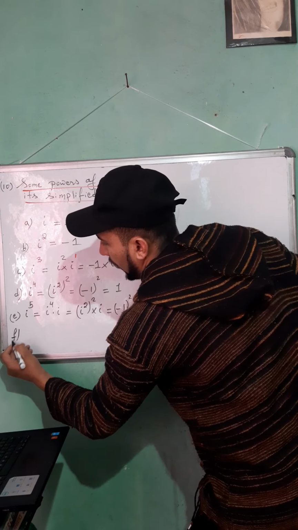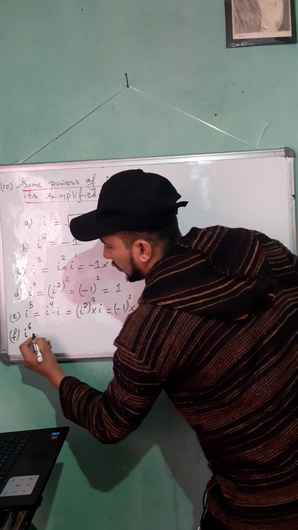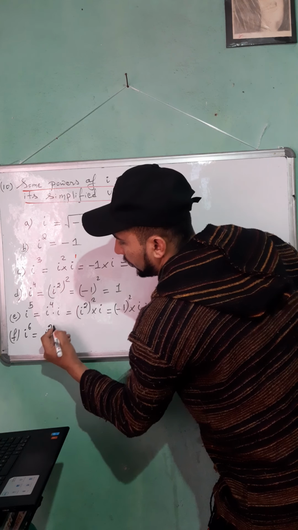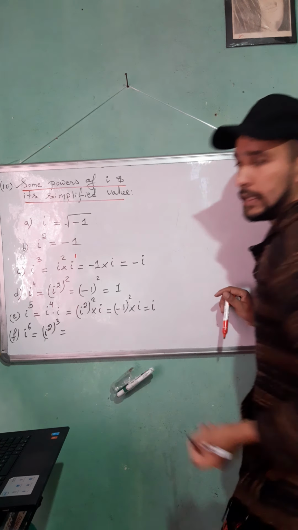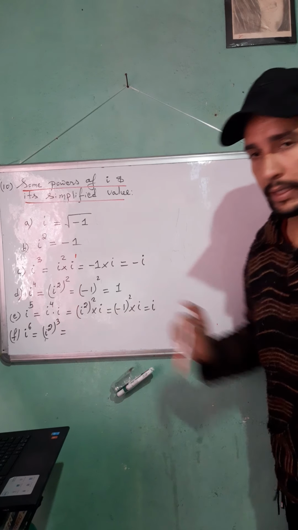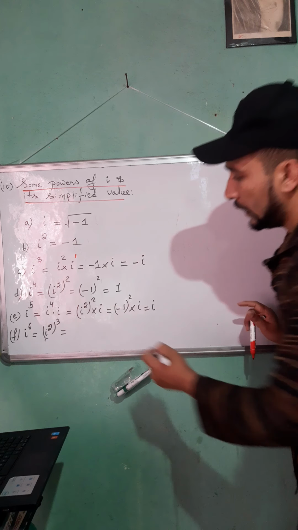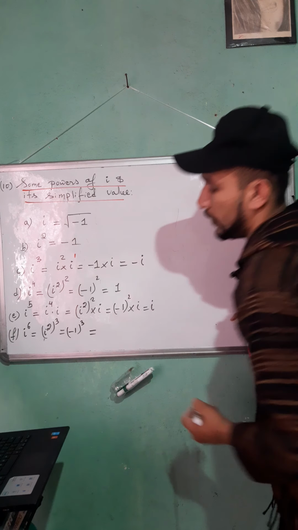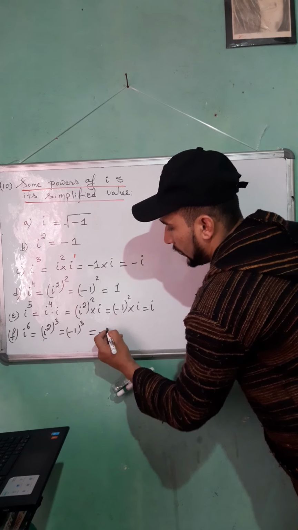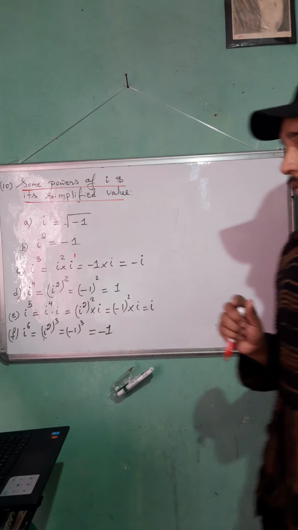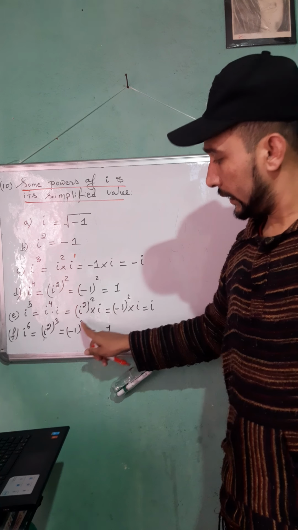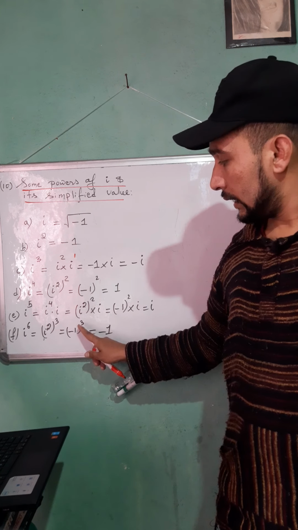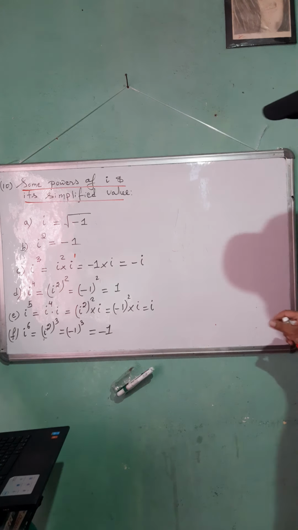Number F, i to the power 6. i to the power 6 is i square whole cube. You can write this, 2 threes are 6, so you'll get i to the power 6. So i square is minus 1 whole to the power 3. Minus 1 to the power 3 means minus 1 only. That you know. Minus 1 cube, if there is an odd power, then minus remains as it is, and if there is an even power, then minus becomes plus. That you know.